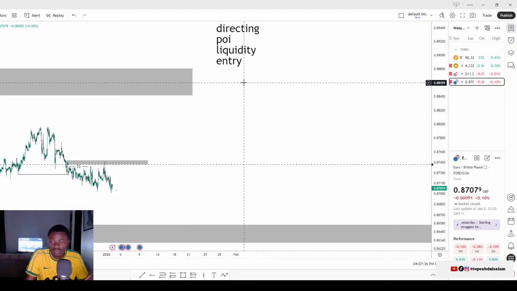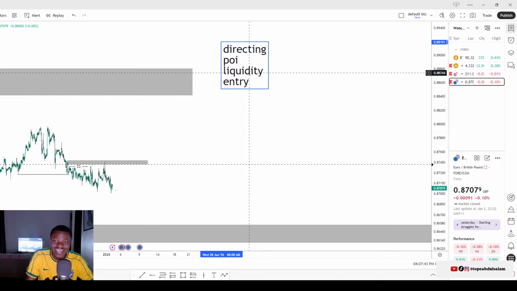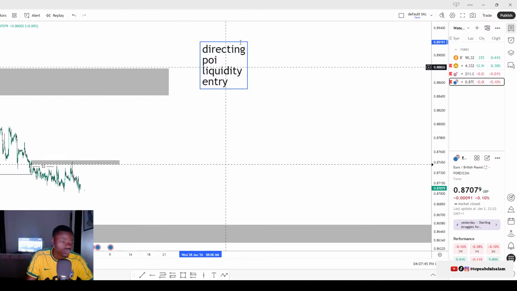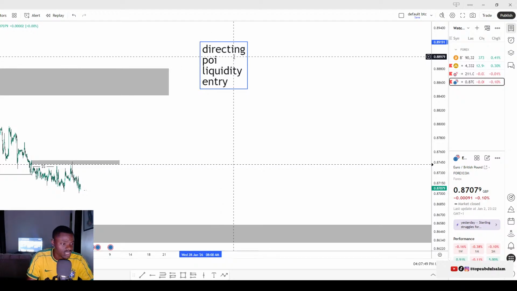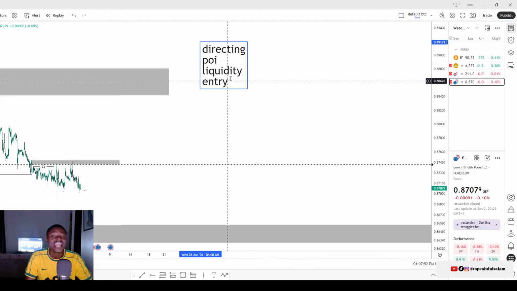Because we're still going to talk, I'm still going to break everything down for you guys. But these four things are the most important things that you need to know: direction of the market, your point of interest, your liquidity, and your entry.